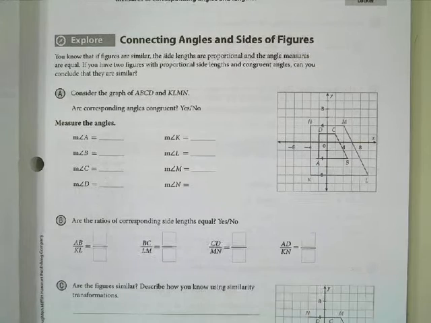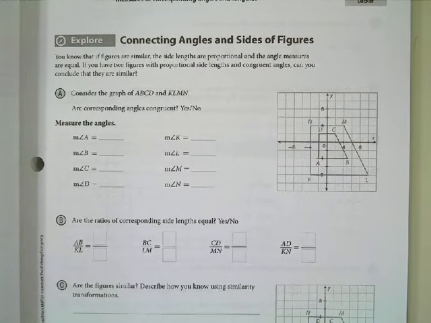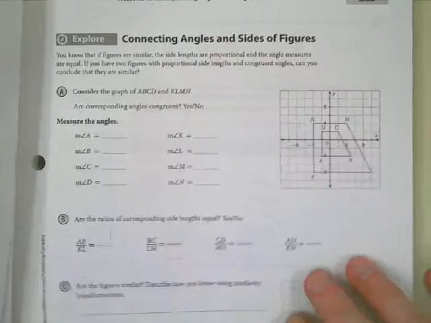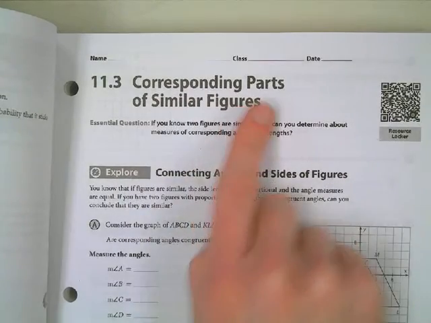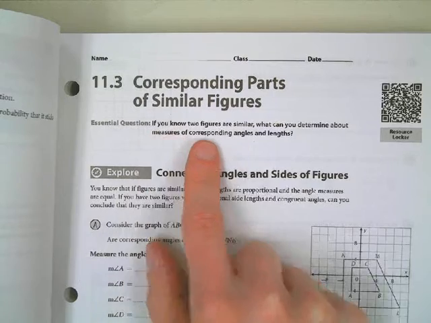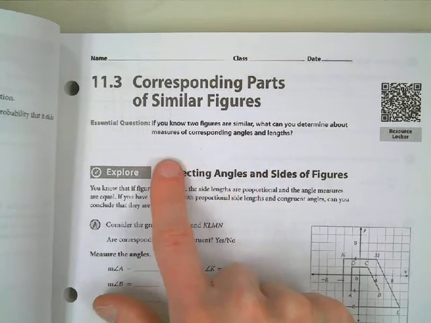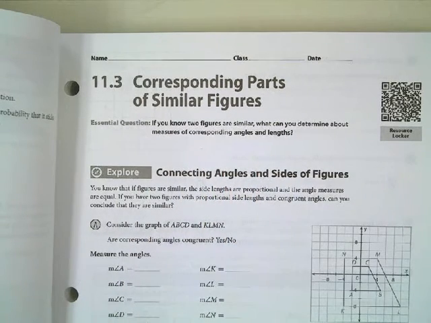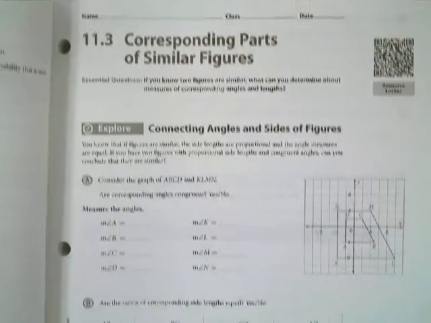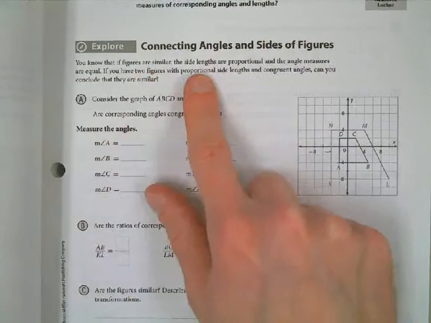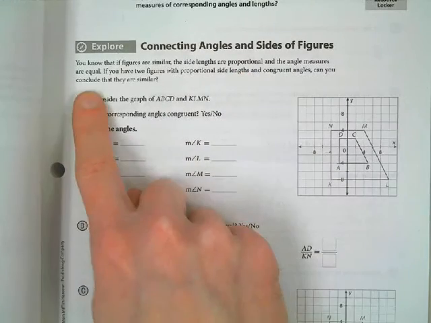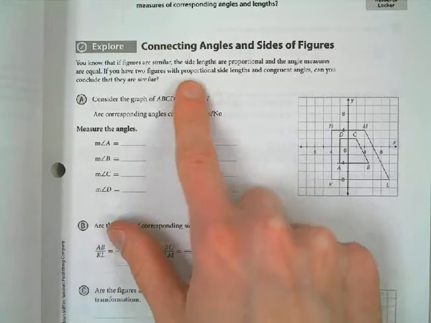So if we look at this shape, look at this little explore here. It's 11.3, corresponding parts of similar figures. So that's what we're talking about. The essential question here is, if you know two figures are similar, what can you determine about measures of corresponding angles and lengths? We already know that if figures are similar, the side lengths are proportional and the angle measures are equal. If you have two figures with proportional side lengths and congruent angles, can you conclude that they are similar?